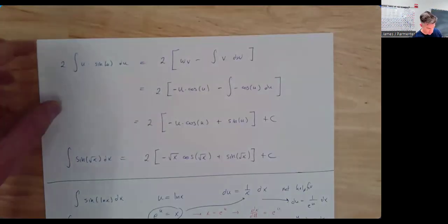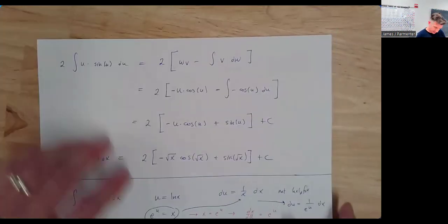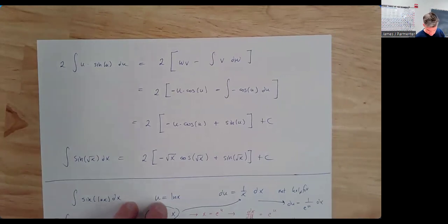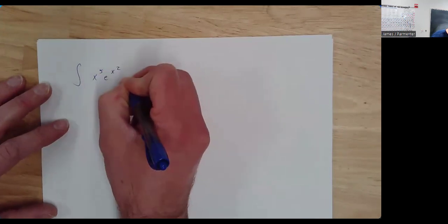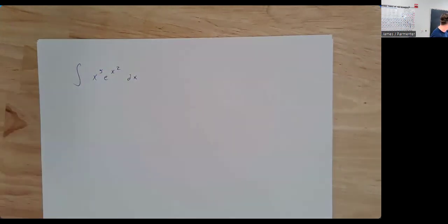Okay, let's look at another problem. Oh gosh, time's always running away from me. So let's look at the integral of x to the 5th, e to the x squared. All right. So integration by parts, or u sub?